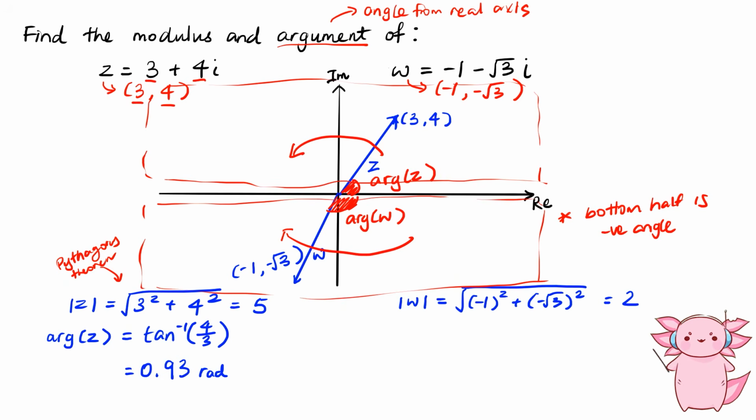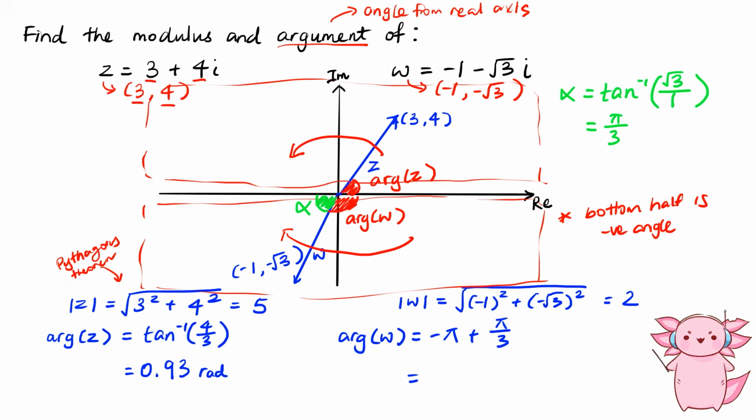To get the argument of w, we first need to find alpha by using the same method, and alpha is equal to pi over 3. Since this is the negative direction, the argument of w is negative pi plus pi over 3, which gives us the answer of negative 2 pi over 3.